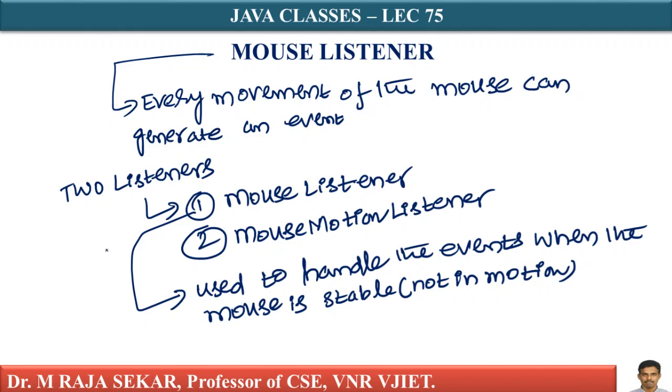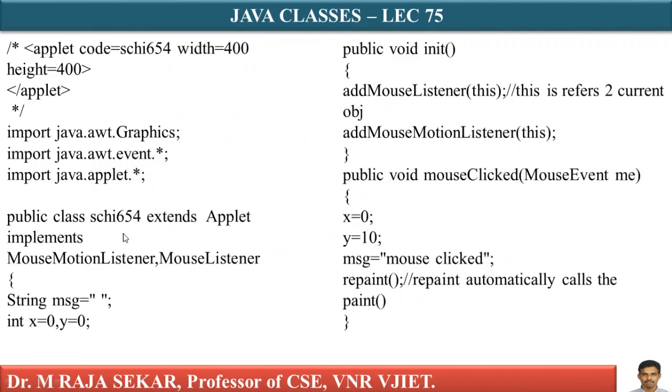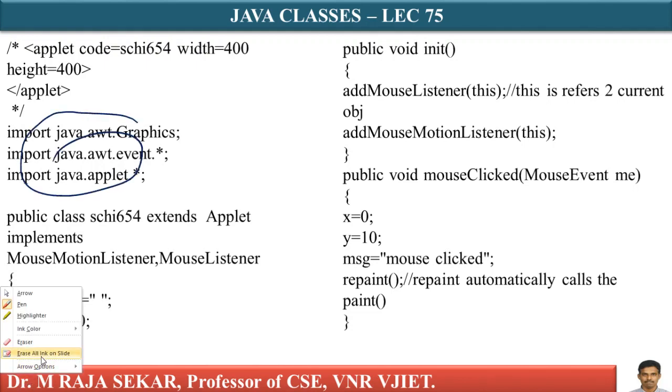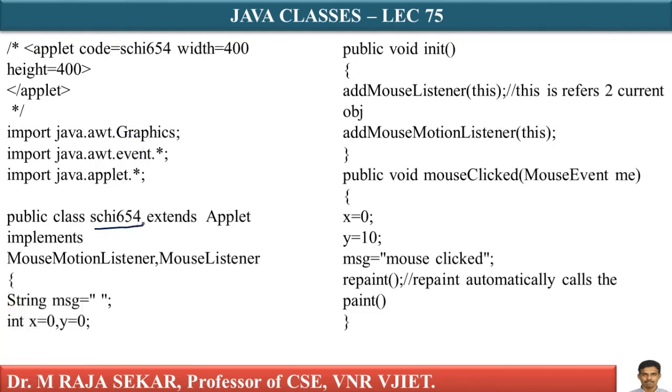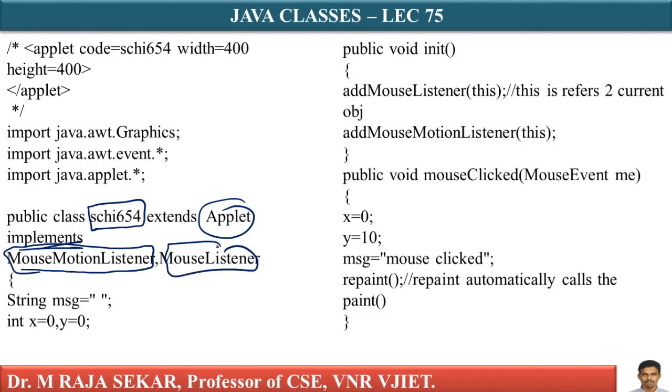We will try to understand these things with the help of a simple Java program. Again, here I am using applet. We know what is applet. We already discussed applets in our previous lectures. These are the packages which we need. My class name is size654 extends Applet. I am implementing mouse motion listener.